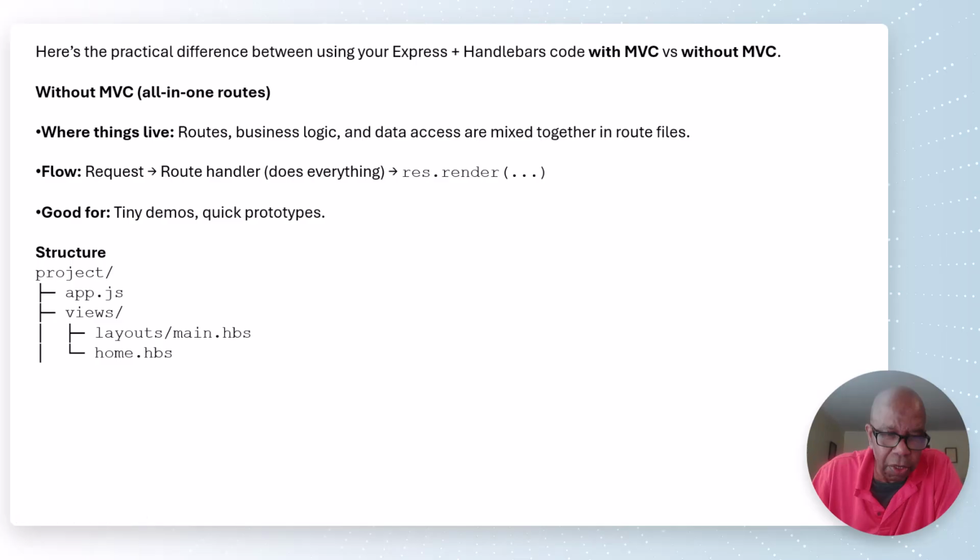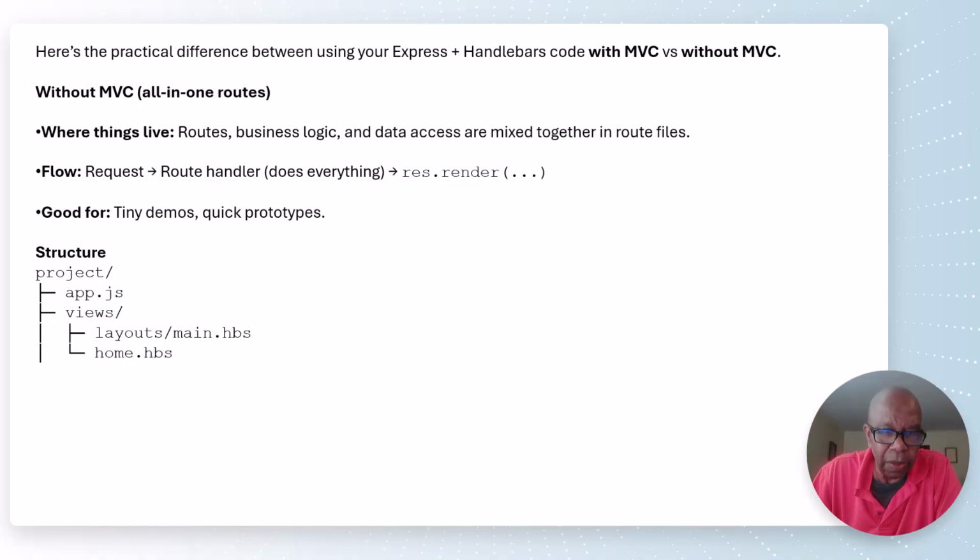Here's a structure. It has a project. It has the app.js, which is our application information. And then it has views. It has a layout, a main HBS, and a home HBS. So here we really haven't organized anything. Basically, we're putting information where we want it.